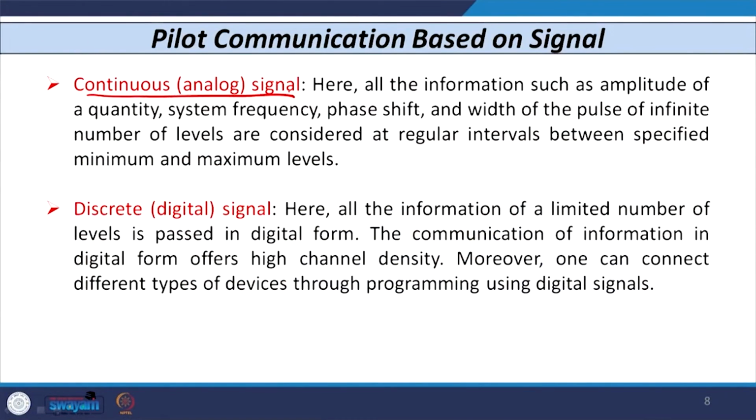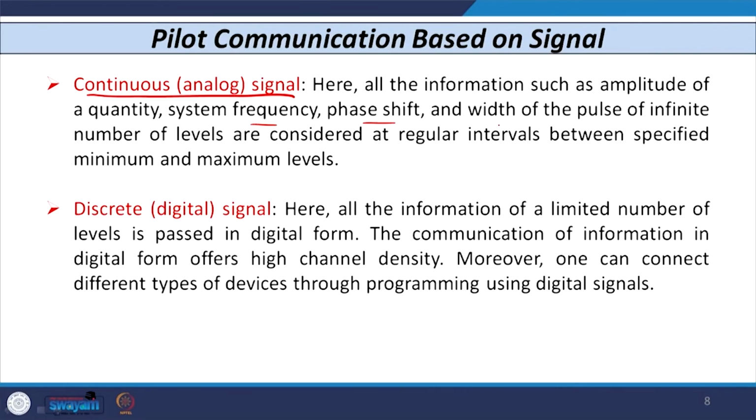When I consider the signal, there are again two parts. One is we send analog signal. In the analog signal case, we transmit the amplitude of the quantity. For example, if we have a signal, we use its amplitude, frequency, phase shift, and width of an infinite number of pulses that we transmit at regular intervals, in some range, maybe minimum and maximum level. We transmit all these values, frequency, phase shift, width, amplitude, in analog form from one side to the other side. That type of signal is known as continuous signal or analog signal.